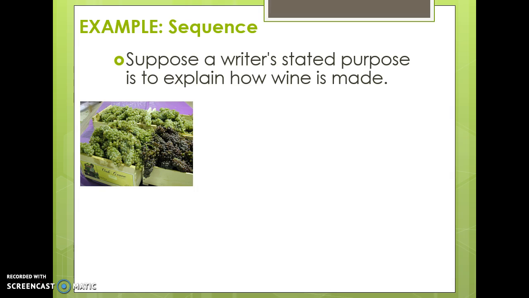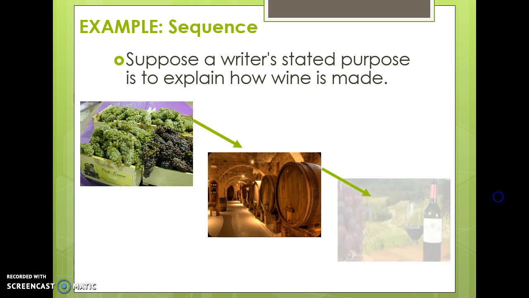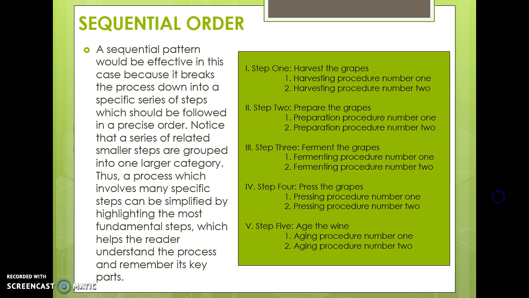Example of sequence. Suppose a writer's stated purpose is to explain how wine is made. Sequential order, or the sequential pattern, would be effective in this case because it breaks the process down into a specific series of steps, which should be followed in a precise order. Notice that a series of related, smaller steps are grouped into one larger category. Thus, a process which involves many specific steps can be simplified by highlighting the most fundamental steps, which helps the reader understand the process and remember its key parts. You see this a lot as well with directions.